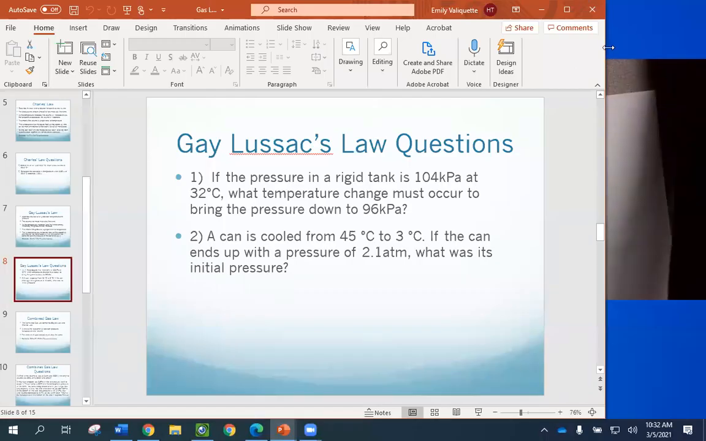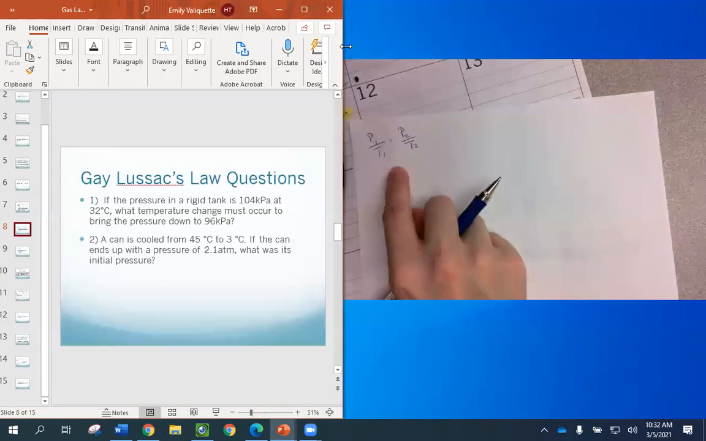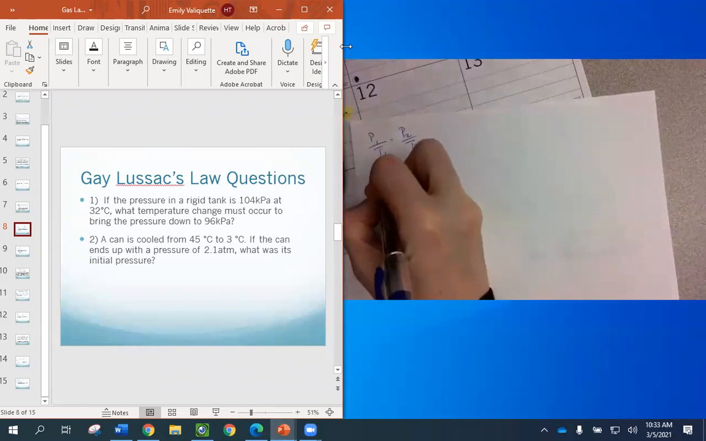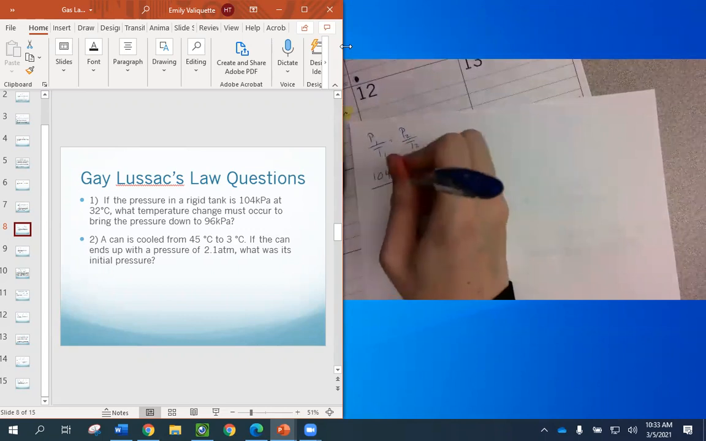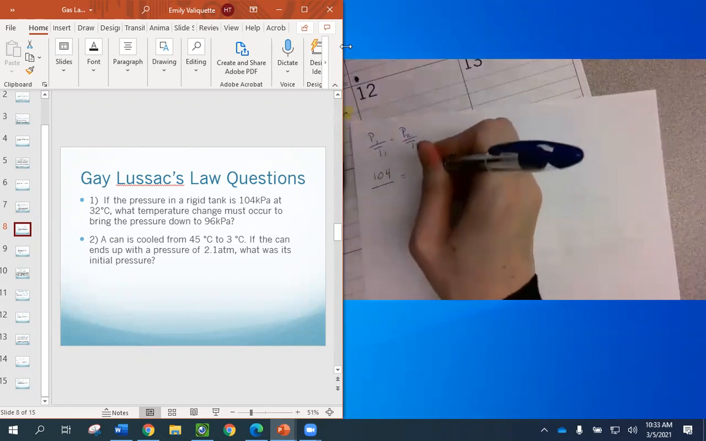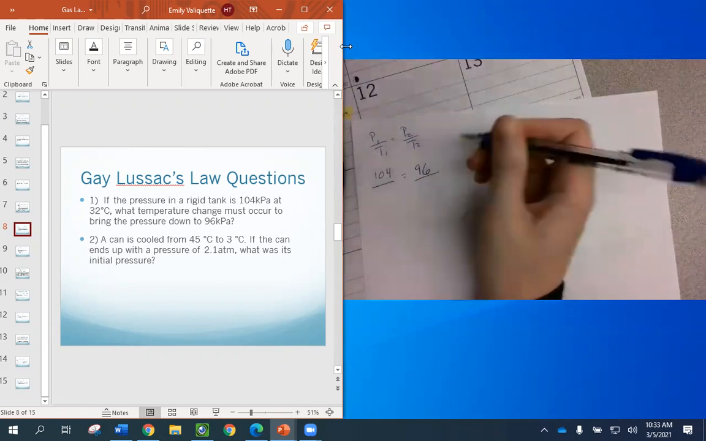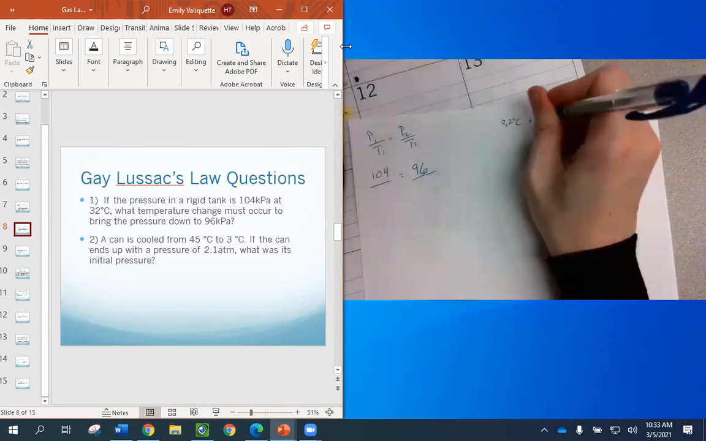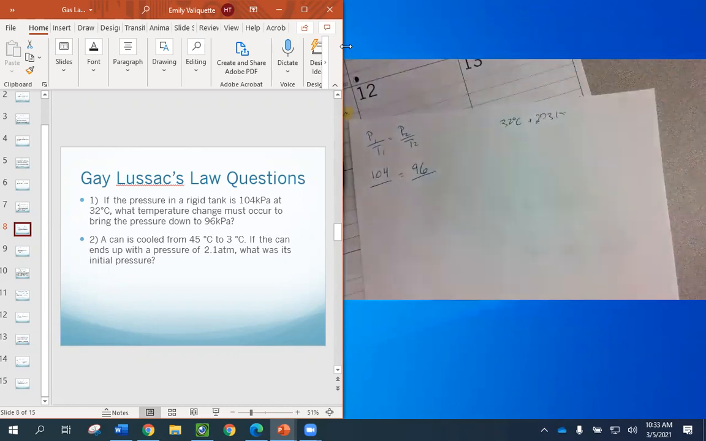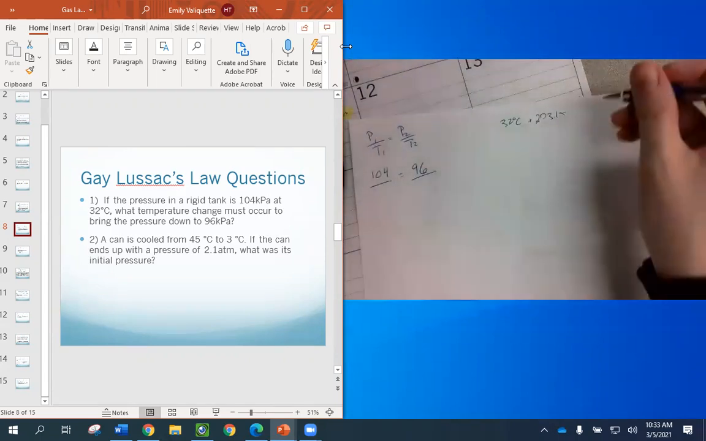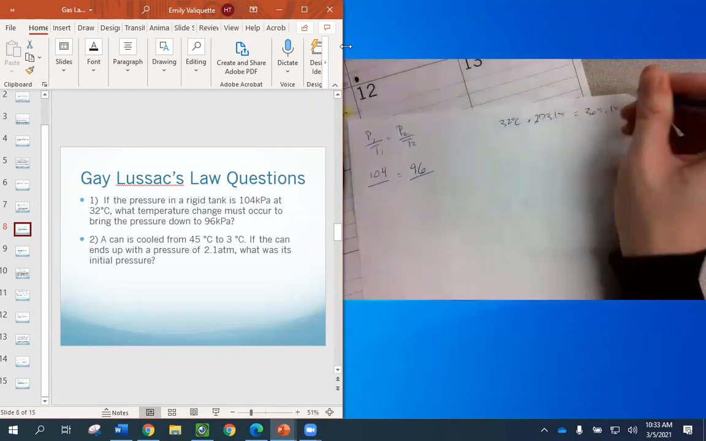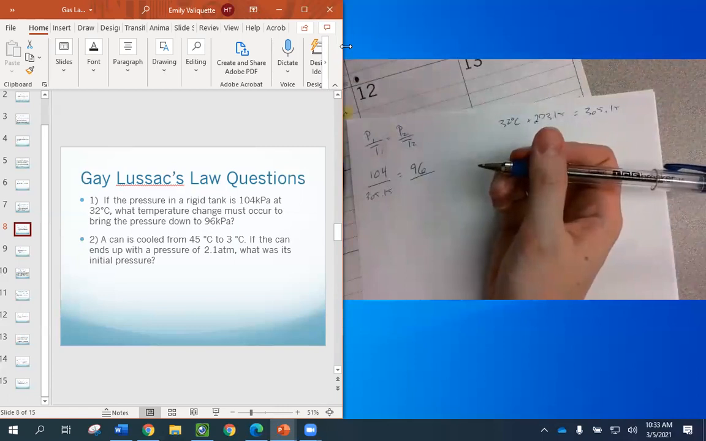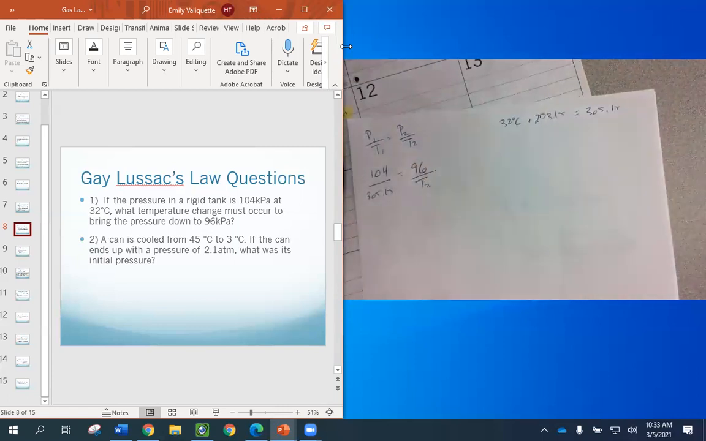Okay, so in this case, again, we're going to start with our formula. I'm going to plug in my initial pressure, which in this case is 104 kilopascals. And then my second pressure is 96 kilopascals. My temperature, right now it's 32 degrees Celsius. I'm going to add 273.15 to get it into Kelvin. And plug it into my formula. And then I'm looking for T2.